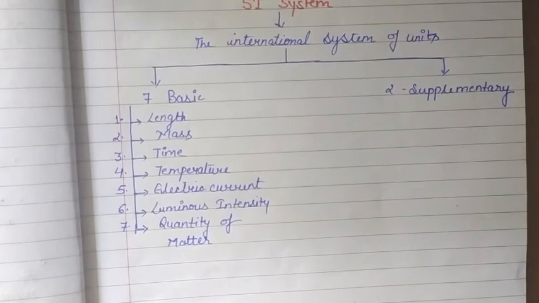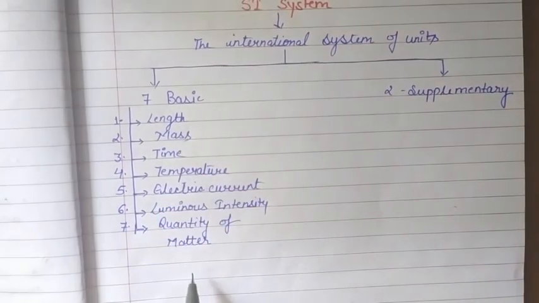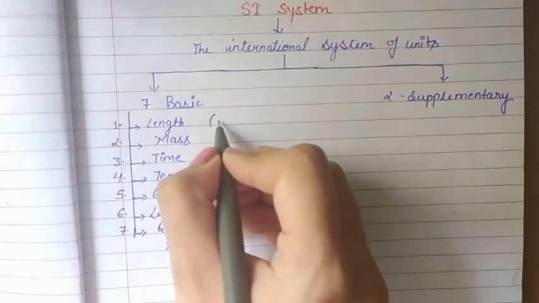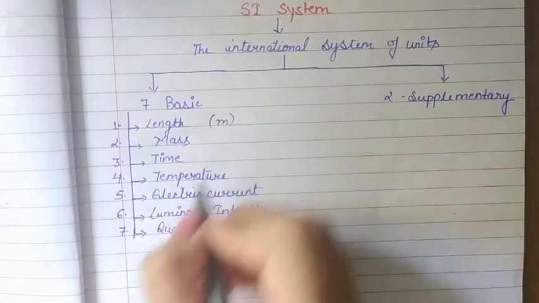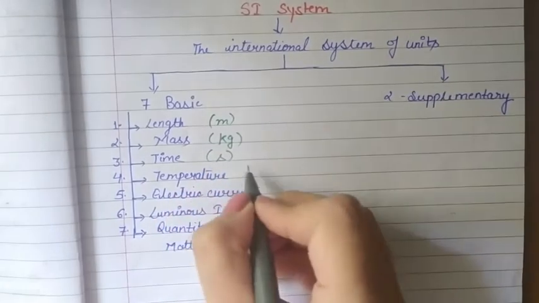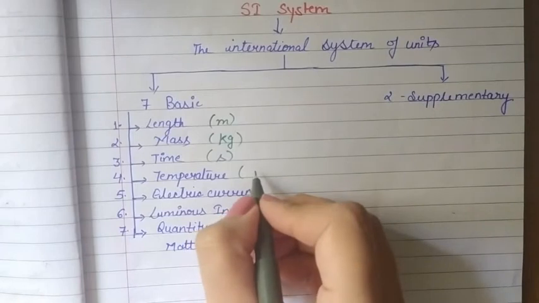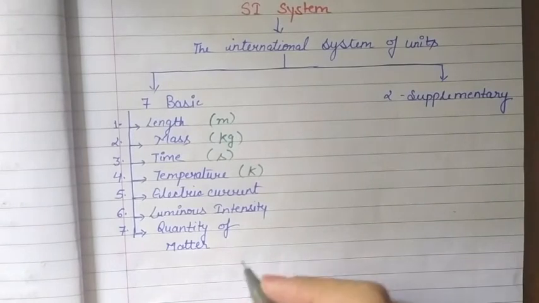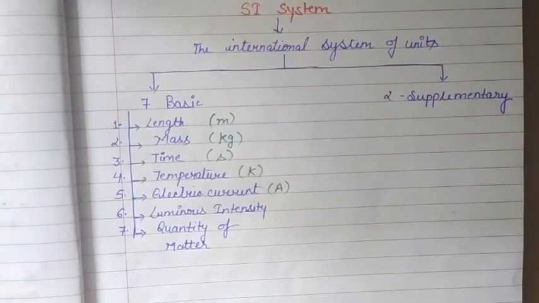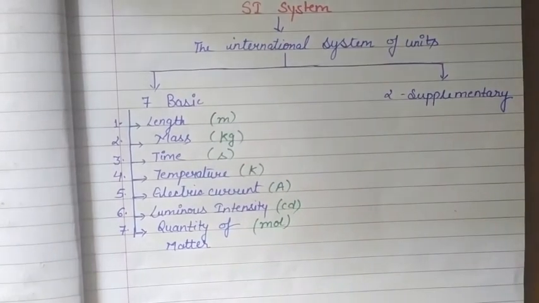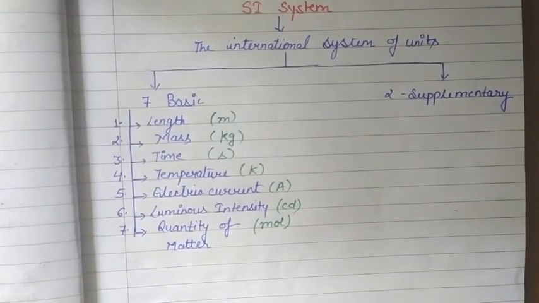Now these fundamental or basic quantities have basic units. For length, its basic unit in SI system is meter, for mass it is kilogram, for time it is second, for temperature it is kelvin, we measure temperature in kelvins in SI system, for electric current it is ampere, for luminous intensity it is candela, and for quantity of matter it is mole. Quantity of matter is denoted by the unit called mole.